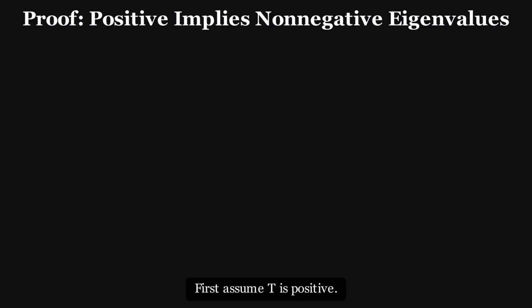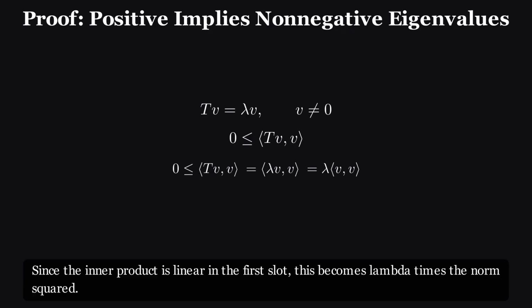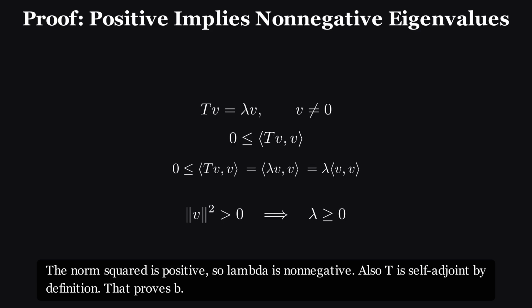First assume T is positive. Take an eigenvector. Positivity gives the displayed non-negative inner product. Since the inner product is linear in the first slot, this becomes lambda times the norm squared. The norm squared is positive, so lambda is non-negative. Also T is self-adjoint by definition. That proves B.